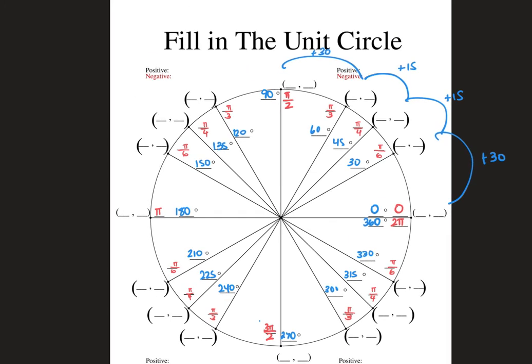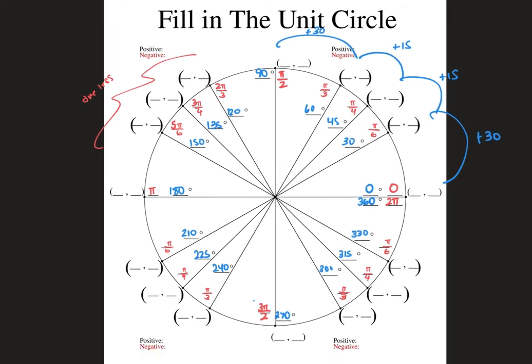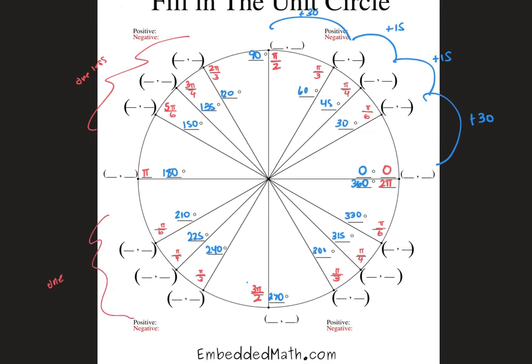In the second quadrant, the numerator is 1 less than the denominator. So it would be 2 pi over 3, 3 pi over 4, and 5 pi over 6. Everything in the second quadrant, the numerator is 1 less than the denominator, because it's bigger than a half, but less than 1, which is what pi would be. Everything in the third quadrant is 1 more. So it's 7 pi over 6, 5 pi over 4, and 4 pi over 3, because we're now bigger than 1, but less than 1.5.